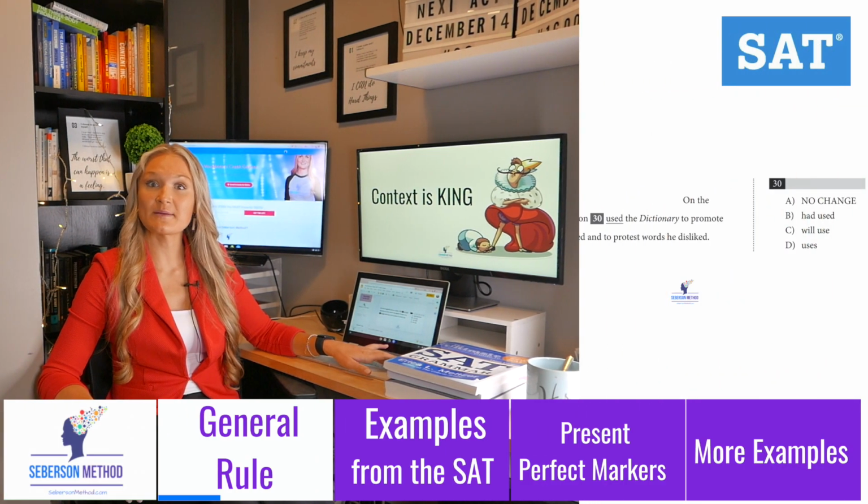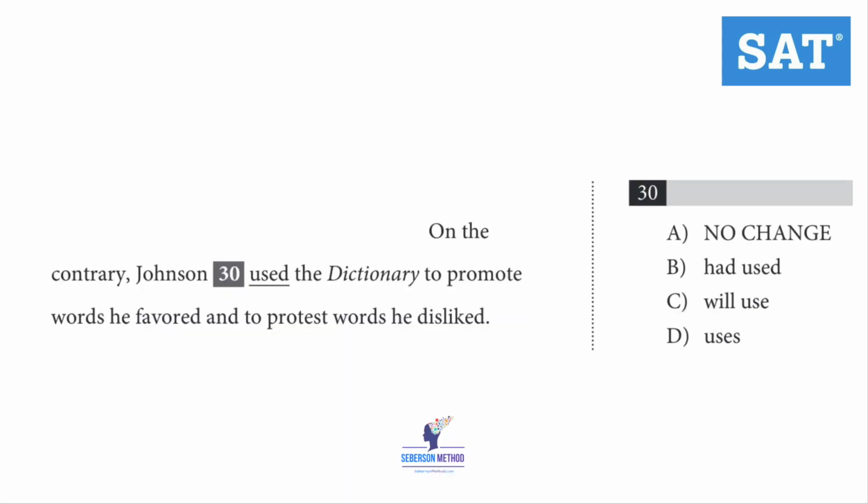Well, let me show you an example. This is an example from the SAT. Pause the video, read it. What's interesting is that in isolation, actually all of the answer choices would work. Because what's your subject? Johnson. And then Johnson used, Johnson will use, Johnson had used, and Johnson uses. All four answer choices could work in isolation. You have to take the context into consideration.